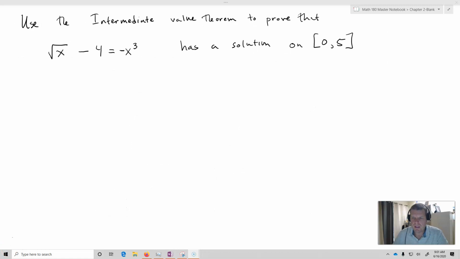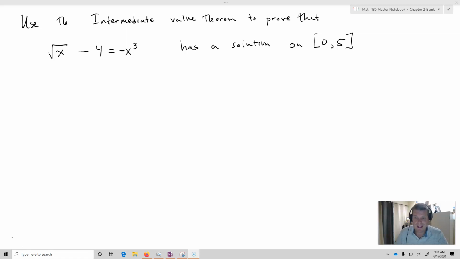So how we use something like the intermediate value theorem is we're going to get questions like this. Use the intermediate value theorem to prove that the square root of x minus 4 equals negative x cubed has a solution on 0 to 5. You're like, well, okay, what do I do?